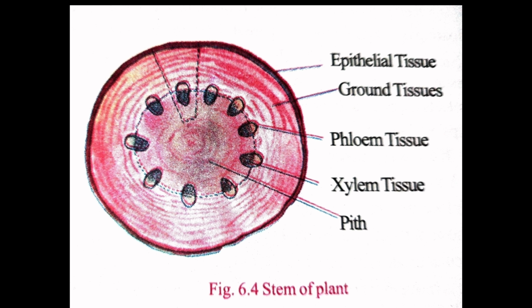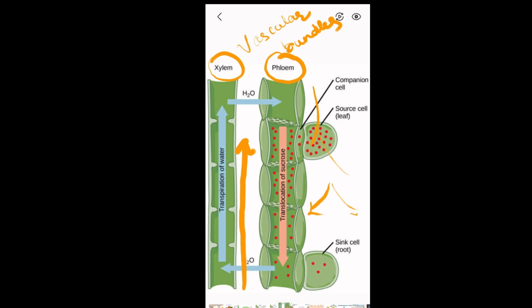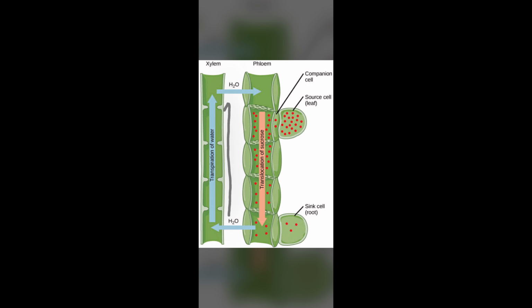The next type of tissue we are going to see is vascular tissue. Vascular tissue transports water and food to different parts of the plant, and there are two types of vascular tissue in plants. The one which carries water and minerals from the roots to different parts of the plant is called xylem. The other type of vascular tissue distributes the food manufactured in the leaves to different parts of the plant. This is called phloem. Generally we call them vascular bundles together.